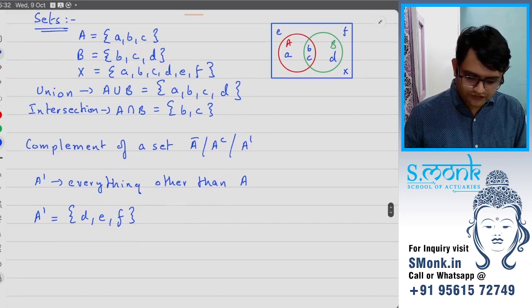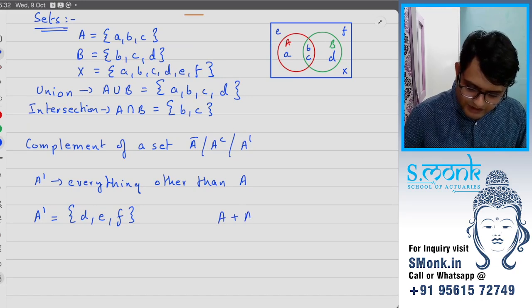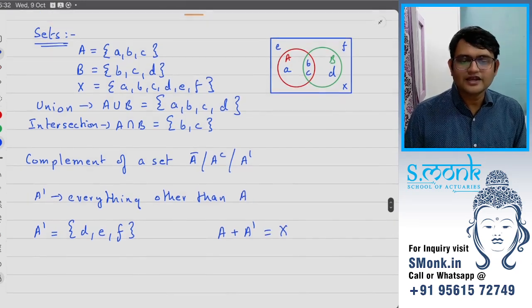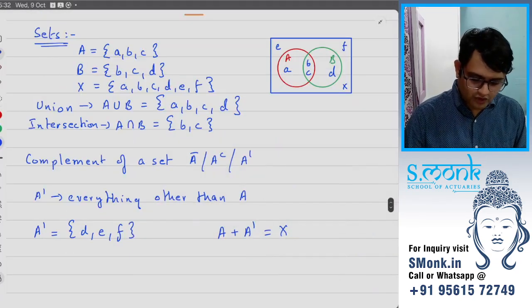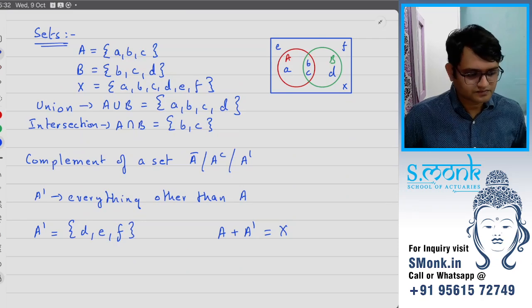We say that A union its complement, or let's say A plus its complement, should make up the whole universal set. If I add up A and its complement, it should make up the whole universal set.